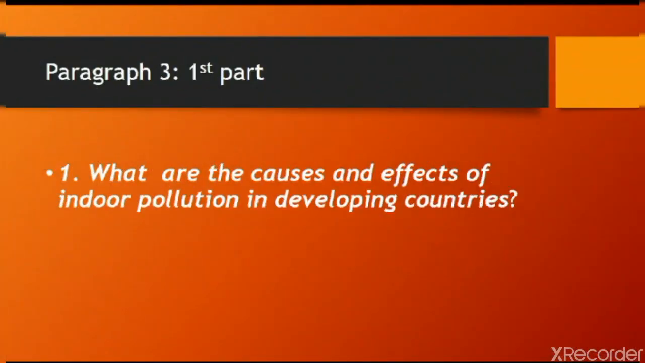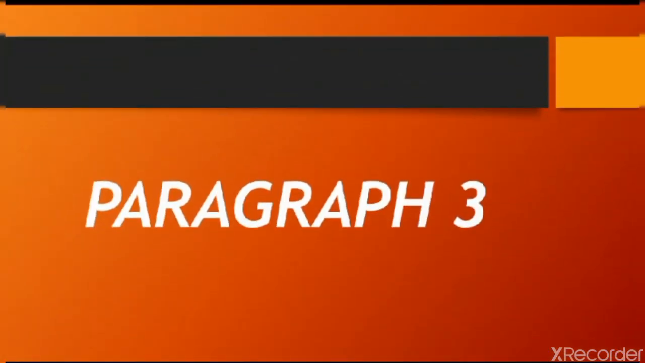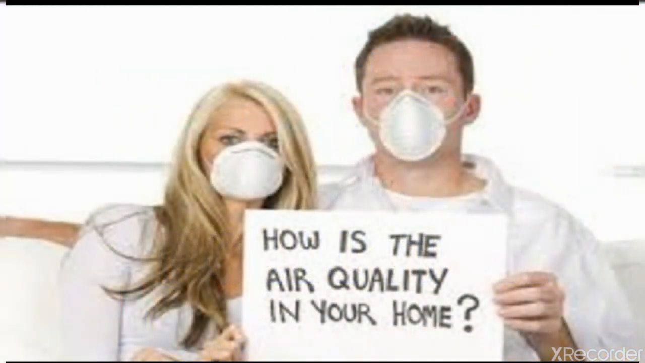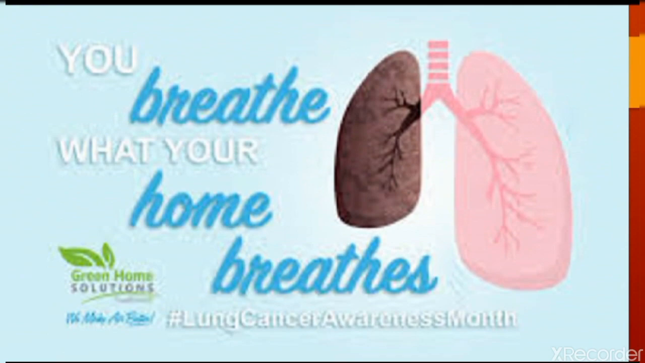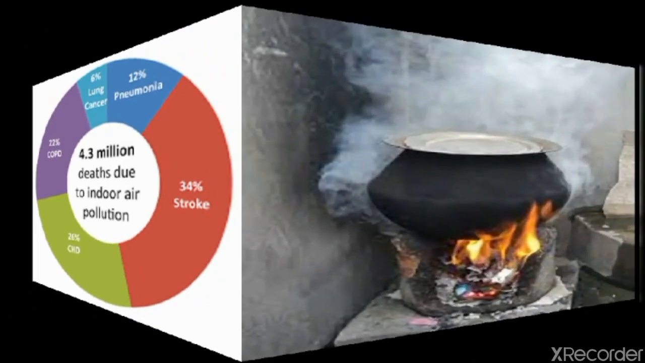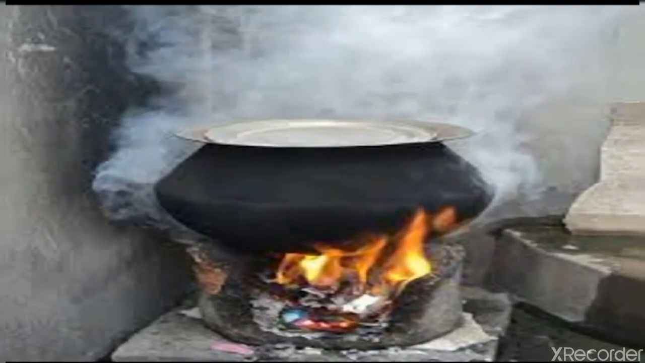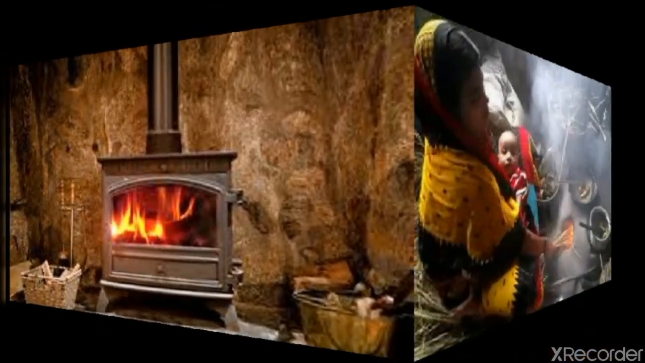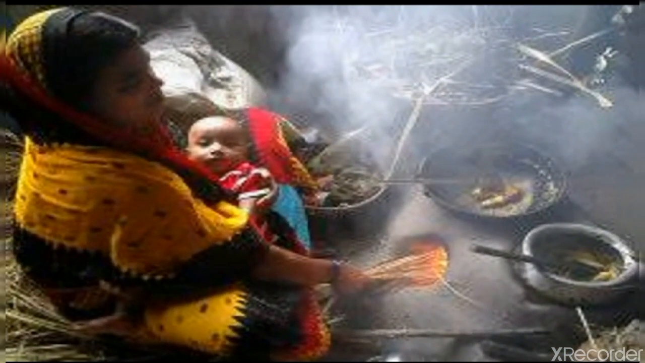According to paragraph 3, what are the causes and effects of indoor pollution in developing countries, poor countries? Air pollution is a growing problem throughout the world. Indoor air pollution is one of the leading causes of lung cancer. Families in developing countries use open stoves for cooking and heating their homes. These homes do not have proper ventilation. The smoke, which is full of chemicals and carcinogens, gets trapped inside where families eat and sleep.